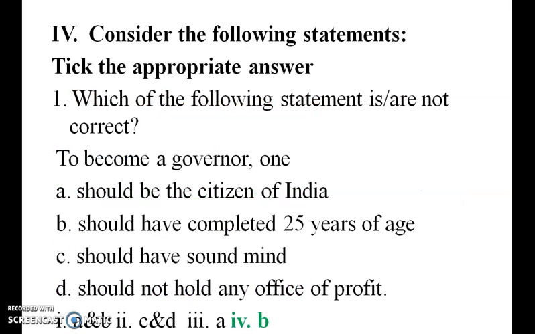Consider the following statements, tick the appropriate answer, which of the following statements is not correct? First, to become a governor, one should be a citizen of India. So, அது correct. Should have completed 20 years of age. அப்படிலா, அதா தப்பு. Okay, அது 35 years of age. Should have sound knowledge. அது correct. Should not hold any office of profit. So, அது correct. So, தப்பு இதில் என்னது 25 தா answer.